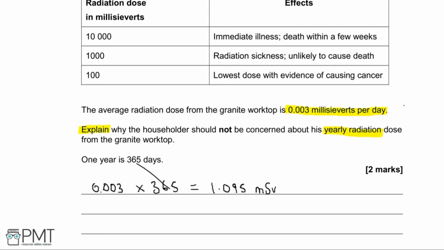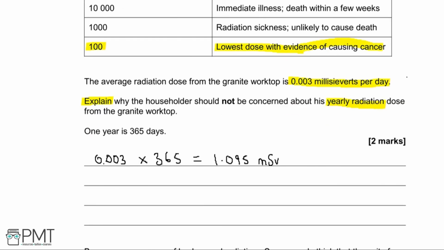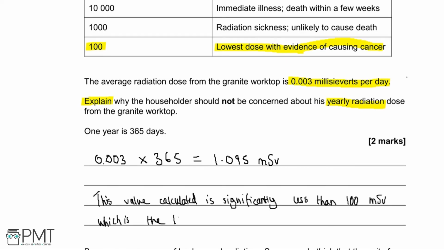So if we look up to the table again, we can see that 100 millisieverts is the lowest dose with evidence of causing cancer. And what we can notice about the value that we've calculated is that this is significantly less than this value, which even hints at causing some serious illness. Therefore, we need to say that the value we've calculated, the yearly dose, is significantly less than the smallest amount required to cause serious harm.